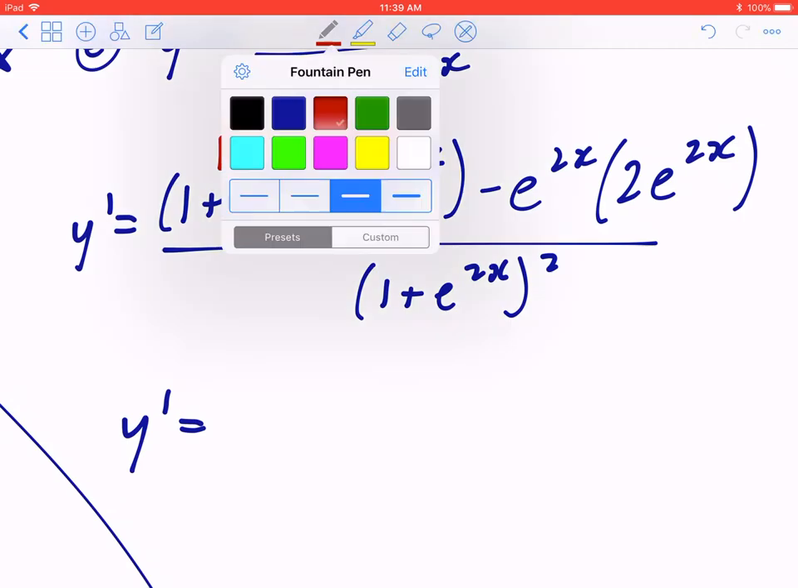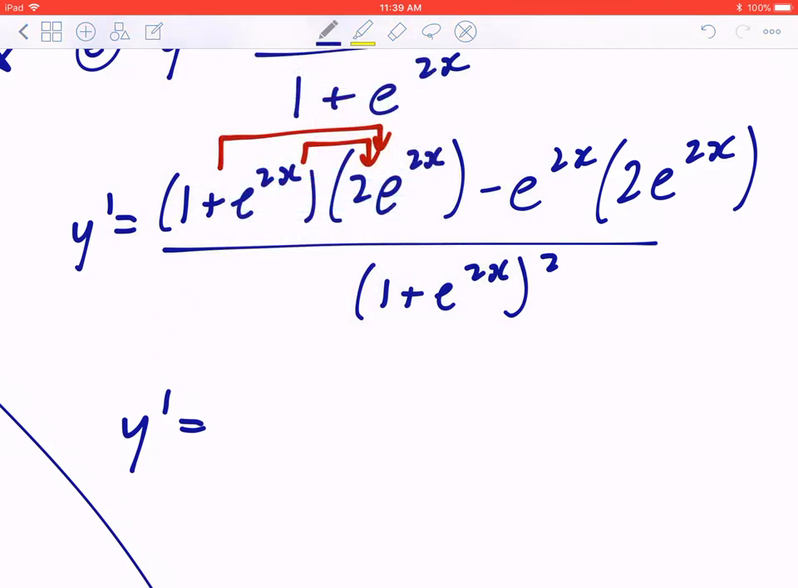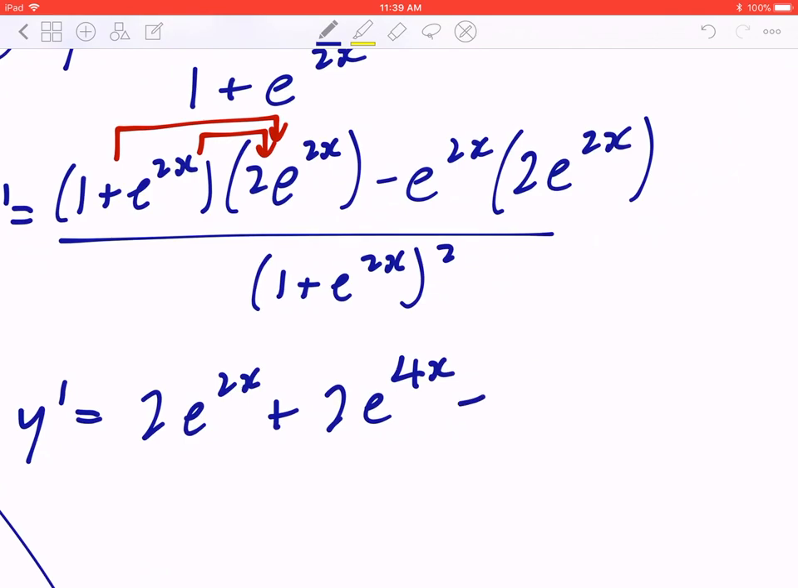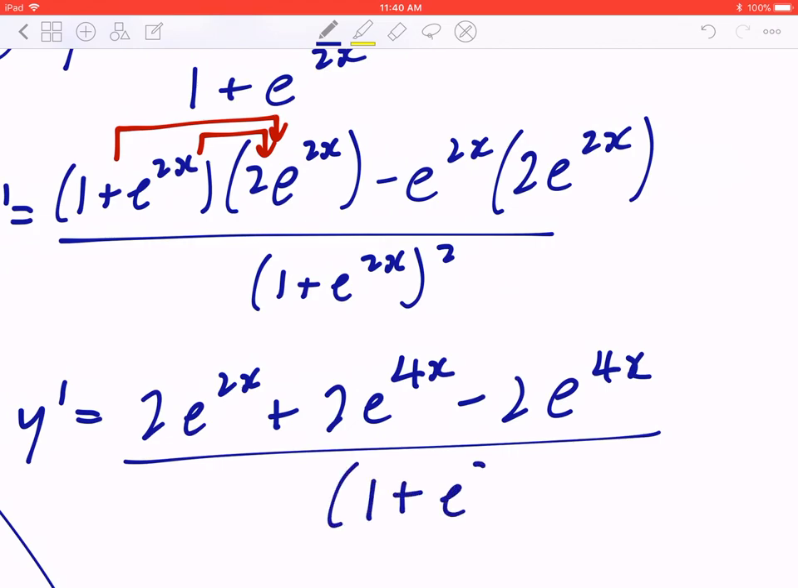If you expand this, 1 times 2e to the power of 2x is going to be 2e to the power of 2x plus 2 times e to the power of 4x. Again, remember, when you're multiplying the same base, you add the exponents, minus 2 times e to the power of 4x, all over, you can copy the denominator.